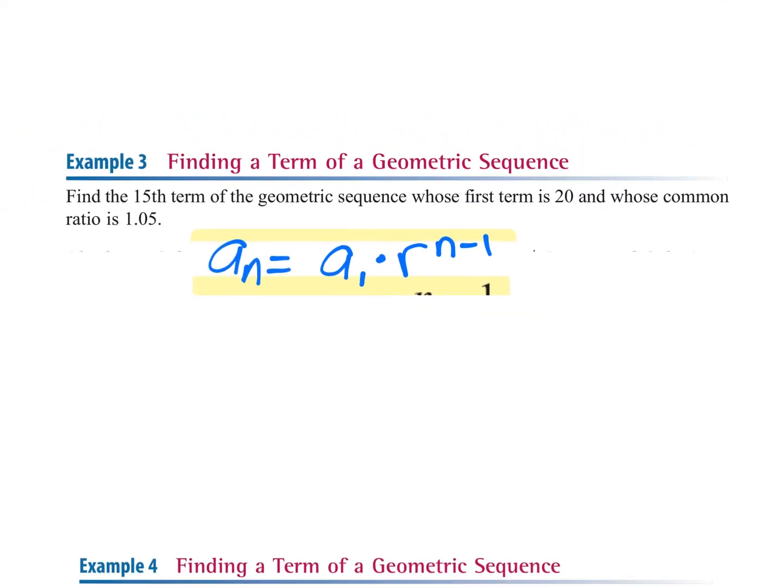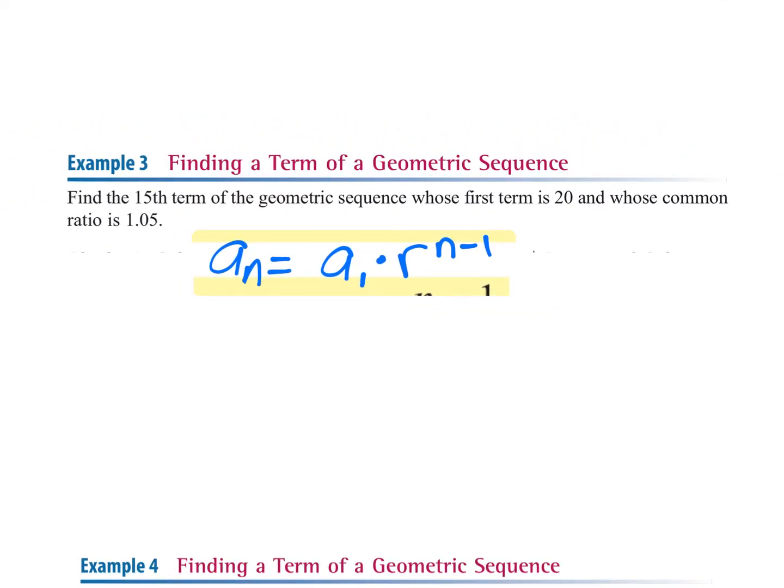Find the 15th term of a geometric sequence whose first term is 20 and whose common ratio is 1.05. Okay, they tell me it's geometric. That means I know I use this formula. I want to find a sub 15, the 15th term. So in order to find the 15th term, I'm plugging in 15 for what letter? N. Good. So my first term, they told me, is 20 times my common ratio is 1.05, and I'm raising that to the 15 minus 1 power.